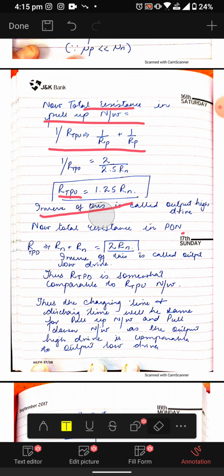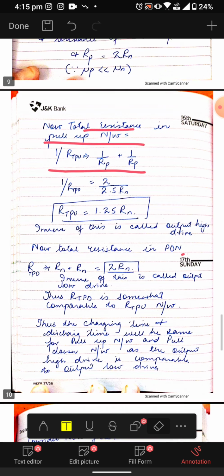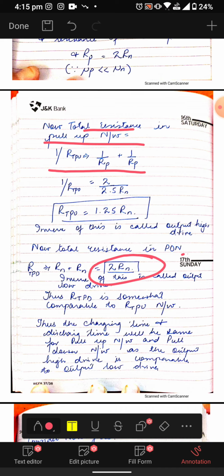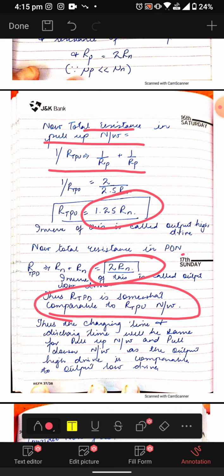So what is the total resistance of the pull-down network? It is 2 times Rn. What is the total resistance of the pull-up network? Because they are in parallel, it is 1.25 times Rn. So can I say that the resistance of the pull-up network is somewhat comparable to the resistance of the pull-down network? 1.25 is not equal to, but somewhat comparable to 2 times Rn.